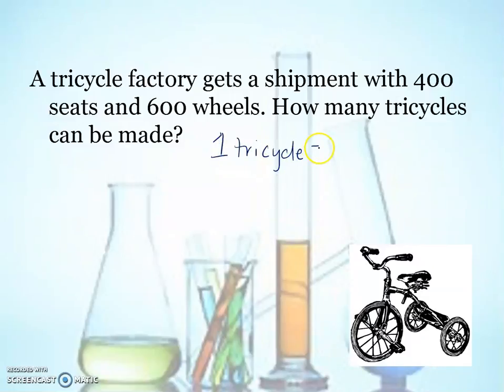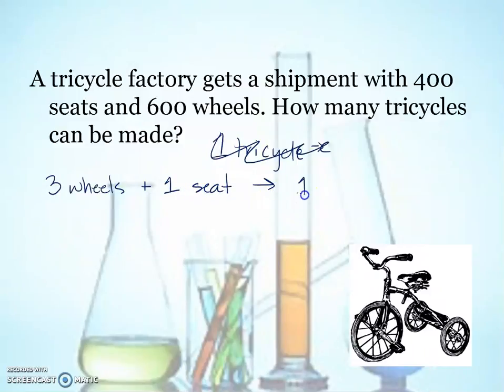One tricycle, we would need, well, let's do it. No, we're not going to break it down. We would need 3 wheels and we would need 1 seat to make one tricycle. All right, so 3 wheels, 1 seat to make one tricycle. It says that we have 400 seats, so we have 400 of these things. We have 600 wheels, and they want to know how many we are going to make here.